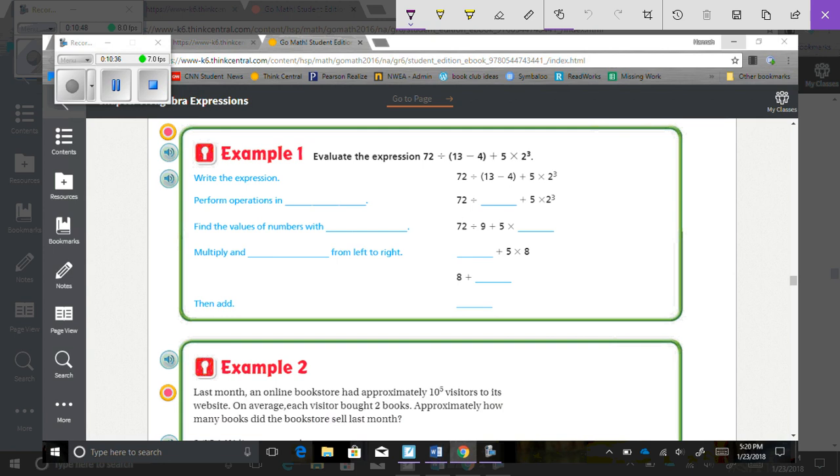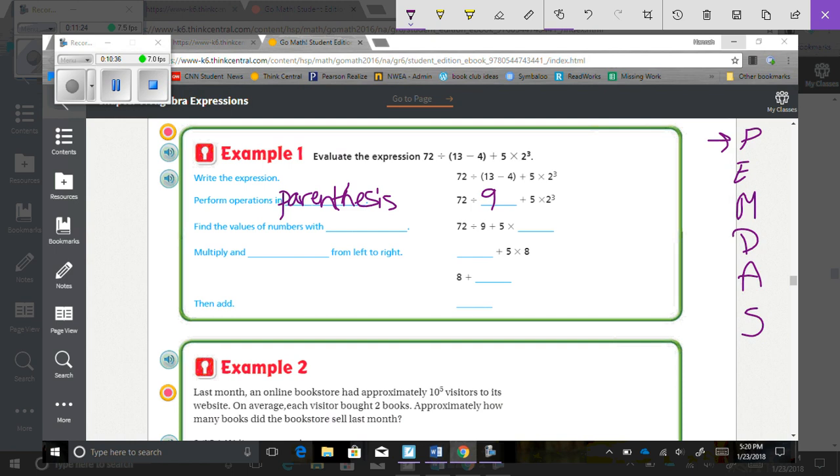Okay, break this down. Please don't forget PEMDAS. Okay, so write the expression. They already did that for us. Perform operations in, what is first? Parentheses. I think I spelled parentheses wrong earlier. Parentheses, so that's first. 13 minus 4 is going to be 9.